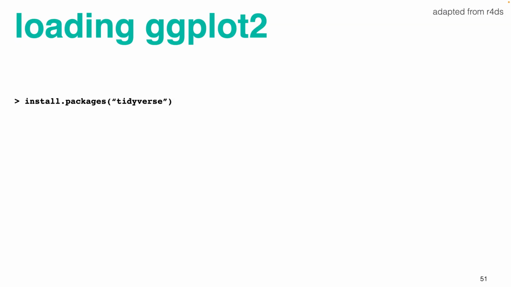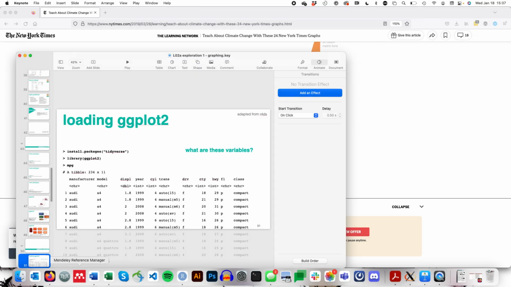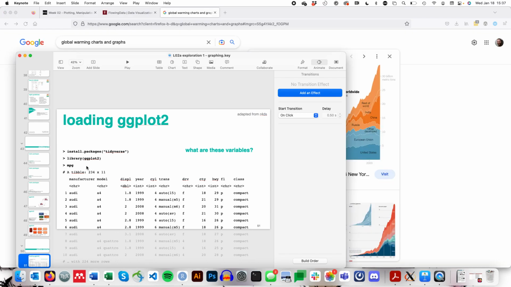So to get started, you start by loading ggplot2. If you don't have tidyverse, we'll be using that today. So you want to install.packages tidyverse and use library to load in ggplot2. And we're going to study this data set called mpg, miles per gallon. So I'm going to do some live coding now, and hopefully I'll remember how to use R.